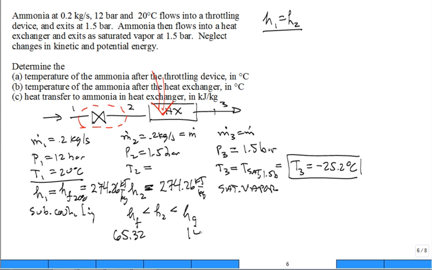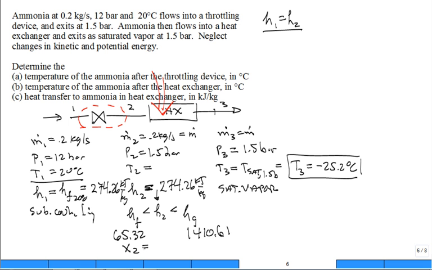This is 1410.61 kilojoules per kilogram. h2 is 274.26, right? It's between. What is the description of the fluid at state 2? It's two-phase liquid vapor. Can you calculate the quality at state 2?